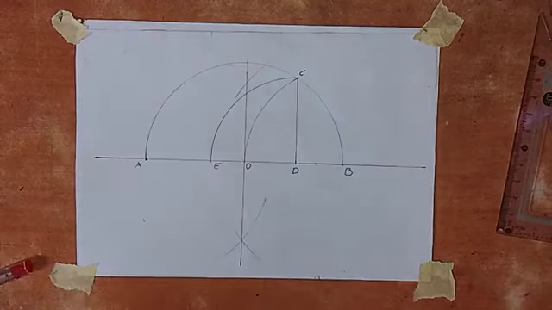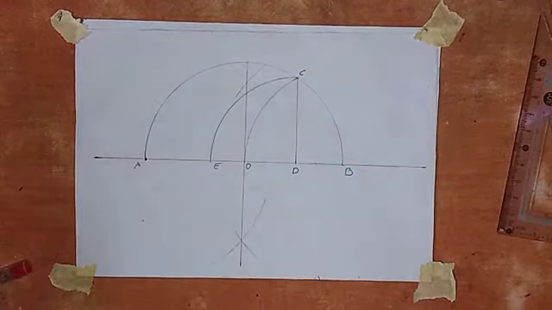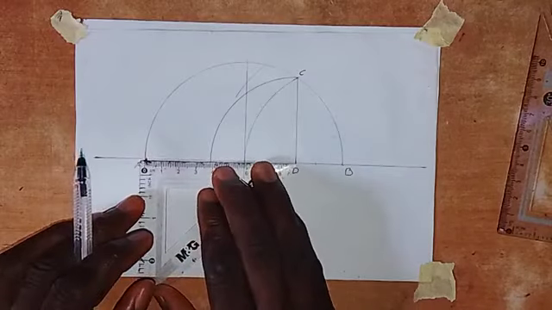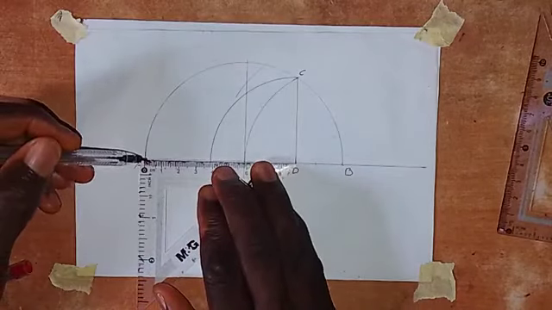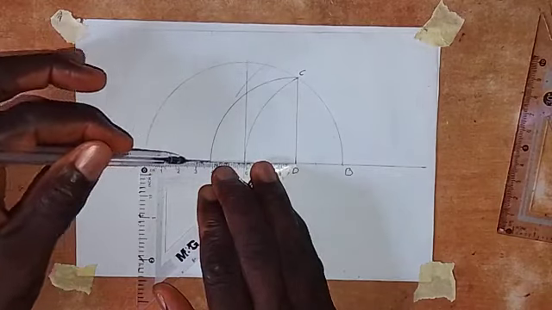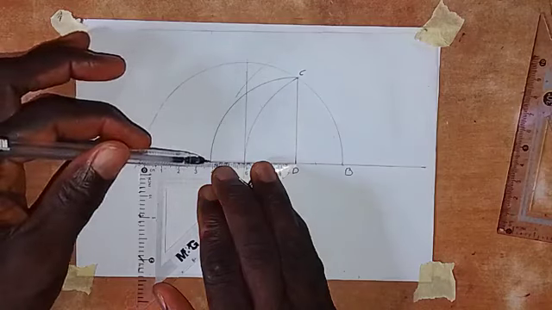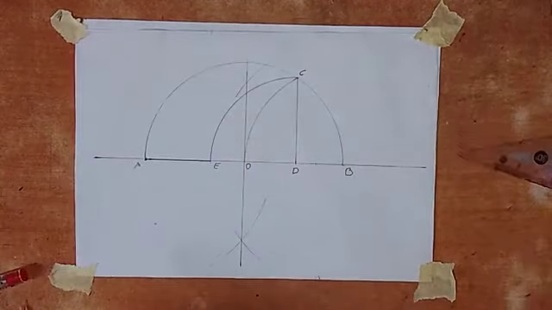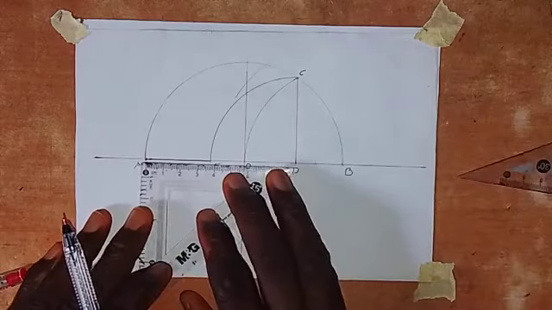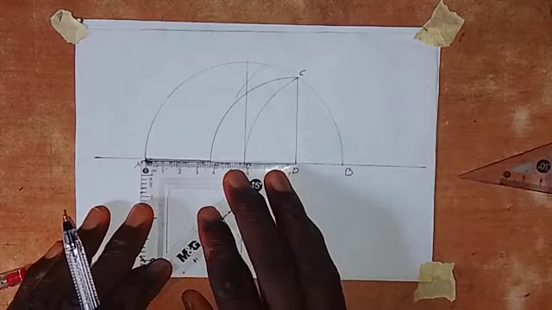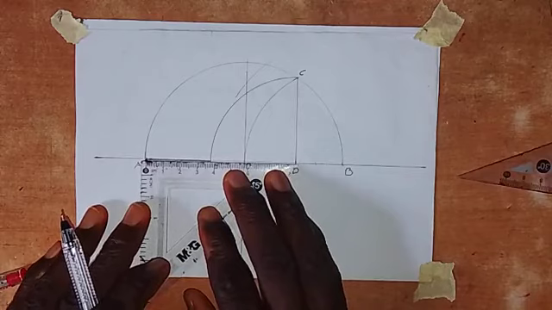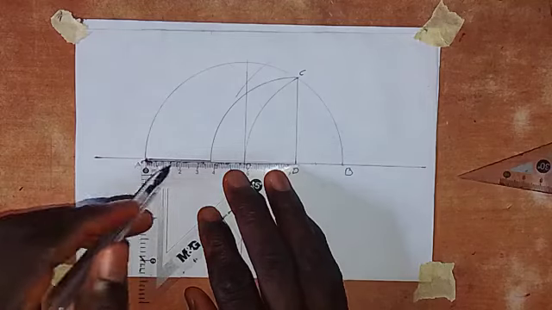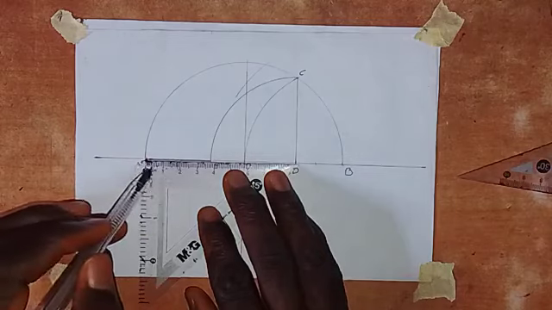Now, we are done with the construction. What we now have is that distance AE is the diameter of the circle. Imagine we are asked to measure and state the length of diameter AE. So what is the distance of A from E?